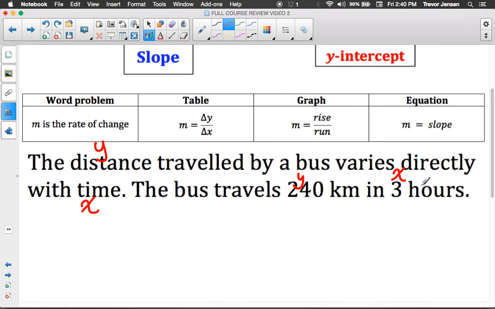It travels 240 in 3 hours, but if we want to figure out the rate of change, or the slope, or constant variation, whatever you want to call it, we want to figure out what is the distance changing by for every 1 hour. So to calculate that, we call it our m. Our rate of change is m.